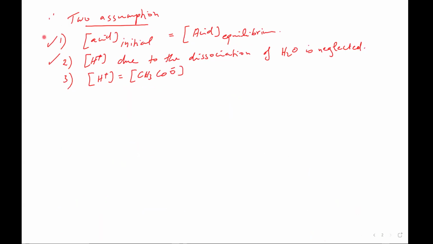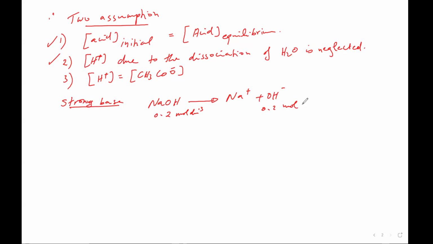If we have a strong base, and this is the only case that we are going to discuss, like for example sodium hydroxide, it also completely dissociates into sodium ions and hydroxide ions, which means that if I started with, for example, 0.2 mole per decimeter cube of sodium hydroxide, it will give me 0.2 mole per decimeter cube of the hydroxide ion. So how do we get the pH of such a solution?